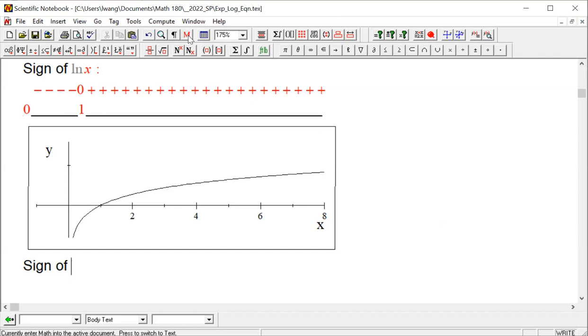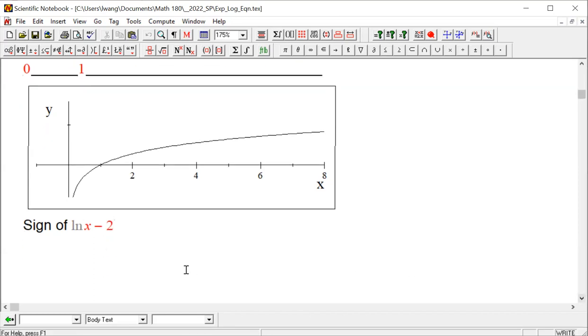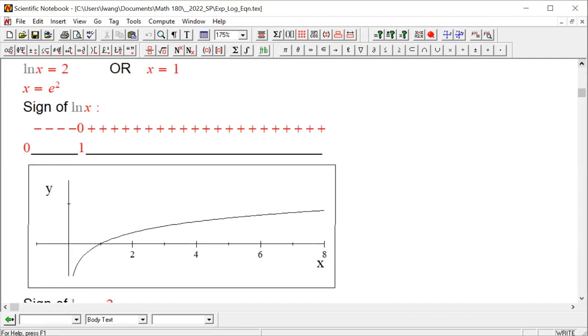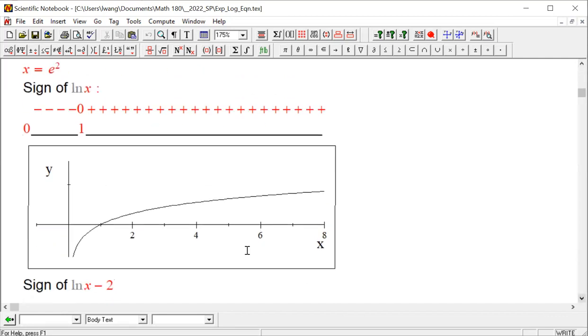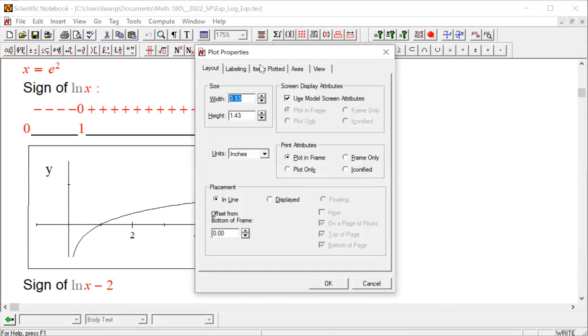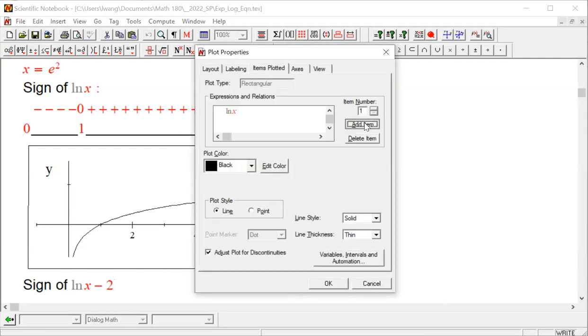ln x minus 2, right? ln x is an increasing function. So where is that e squared? Where is that e squared? e squared, we can find it, right? e squared is a point, we can plot that point.